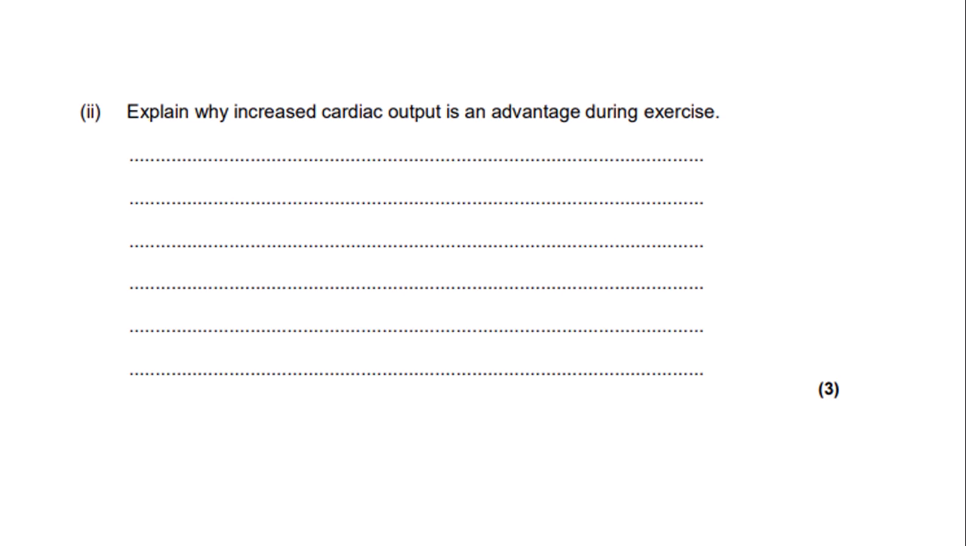So this is the final question, I think. It says here, explain, so you need to write why something occurs. Explain why increased cardiac output is an advantage during exercise. So this is what I've suggested. In exercise, more energy, or ATP, is released due to a higher rate of respiration. Obviously, you probably already know that high rate of respiration happens in exercise as the demand for oxygen is increased due to the higher rate of muscle contraction.